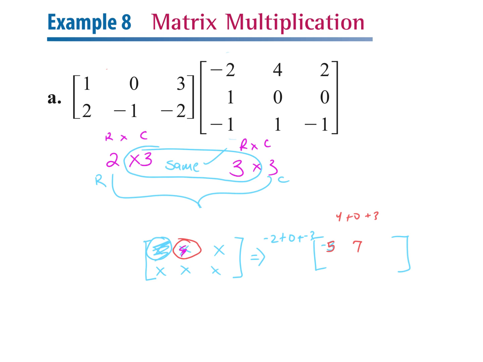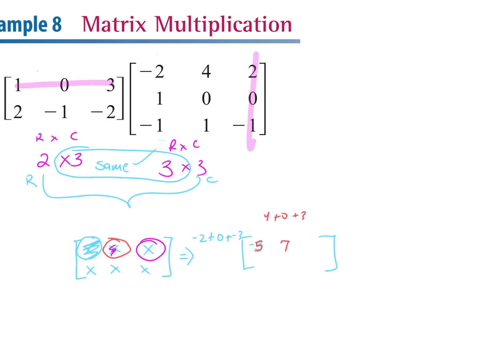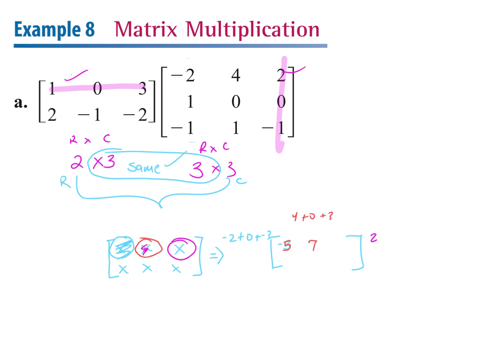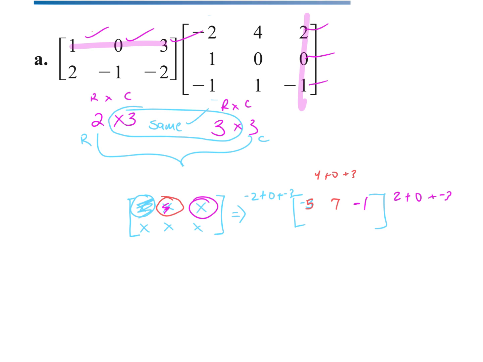All right, now I want to find this X circled in pink. Where's that? First row. Third column. So take those numbers. First times first. 1 times 2 is 2. 0 times 0 is 0. Good. And then 3 times negative 1. What's 2 plus 0 plus negative 3? I just said the answer again. I keep doing that. All right. Good job, guys. Good job.